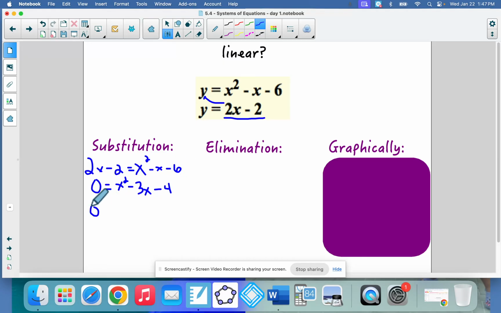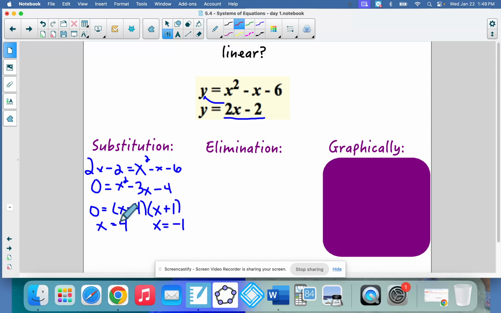And then lucky for us, this one's going to actually factor. Otherwise, we'd have to use the quadratic formula, but we don't have to in this example. Negative 4 and positive 1 will multiply to negative 4 and add to negative 3. So I'm going to get my two answers. x equals 4. Not final answers, though. And x equals negative 1. And so those are my two x values, but if you remember about systems of equations, you have to write your answer as a coordinate point.